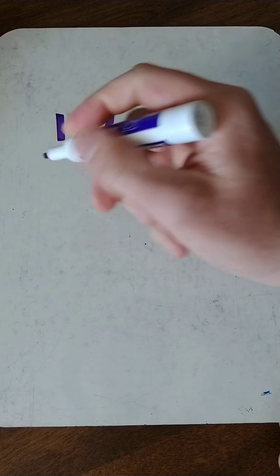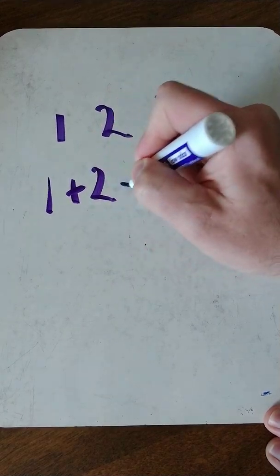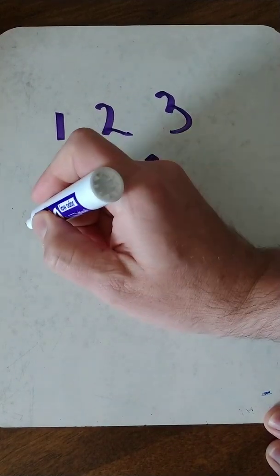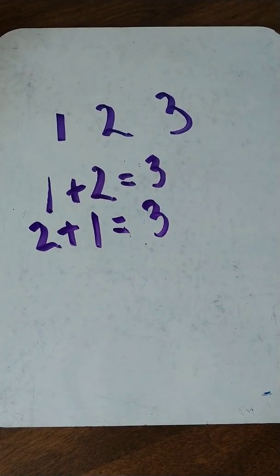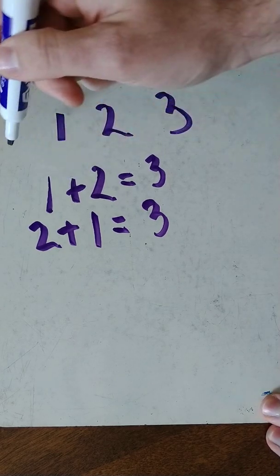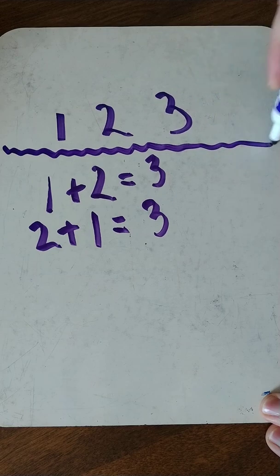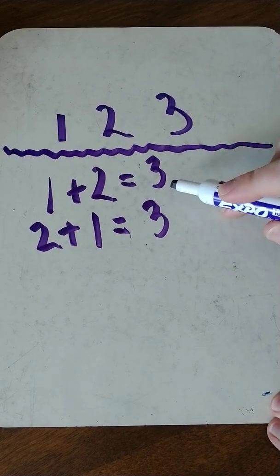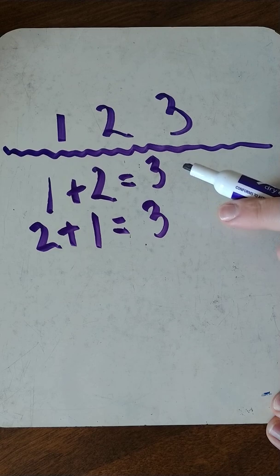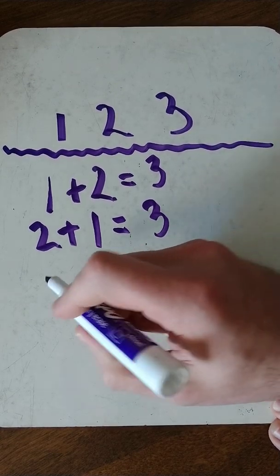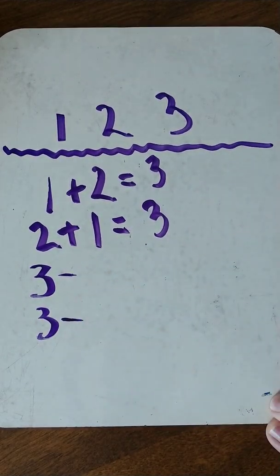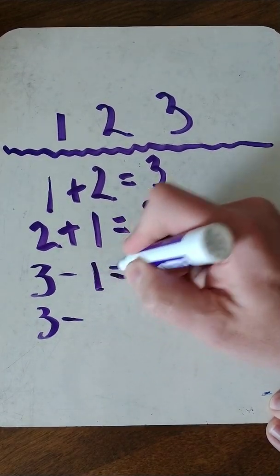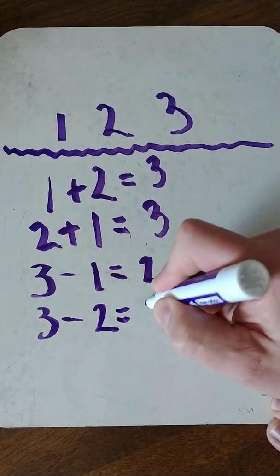So the first number sentence would be 1 plus 2 equals 3. And then we write the opposite, 2 plus 1 equals 3. Whenever you add, because we have the plus sign, the biggest number comes last. And when we subtract, the biggest number always comes first. So 3 minus 1 equals 2, and 3 minus 2 equals 1.